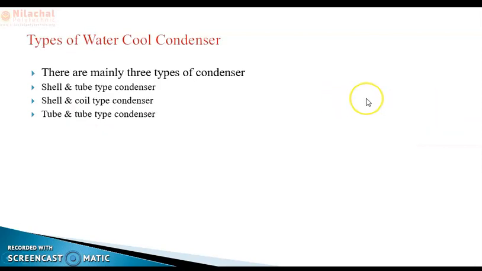The water-cooled condenser varies in construction in three ways. There are mainly three types of water-cooled condenser: one is the shell and tube type condenser, the second is the shell and coil type condenser, and the third is the tube in tube type condenser. Let's start with the shell and tube type condenser.